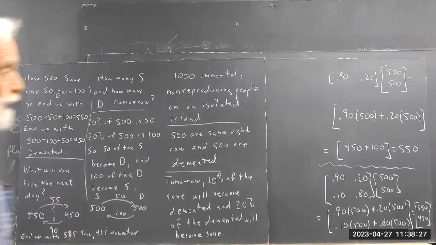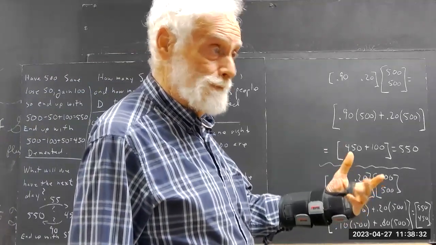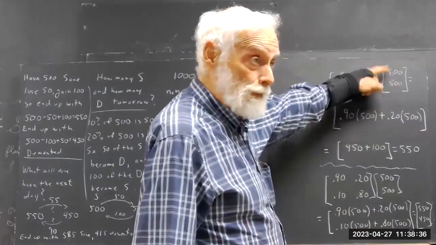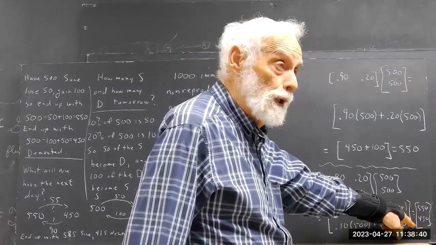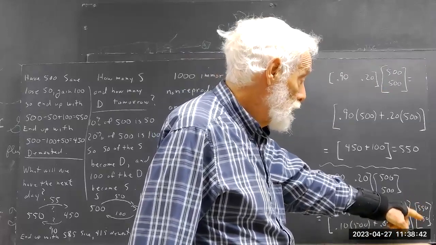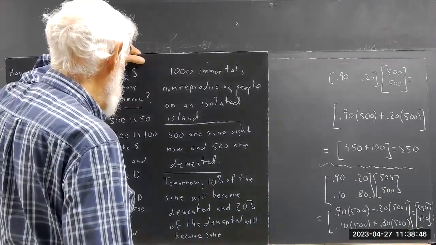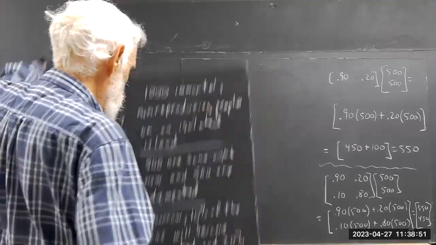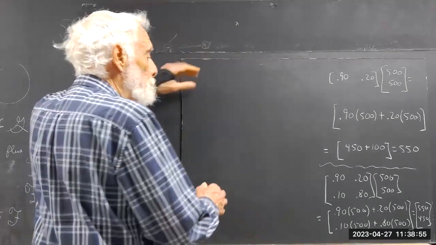Now, if we want to calculate how many we have tomorrow, a day after tomorrow, and so on, so this is how many we have today, 500 of each. This is how many we have tomorrow. This is a number in that. I think I know that. Okay.